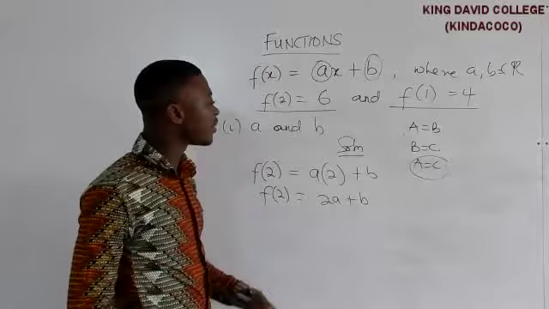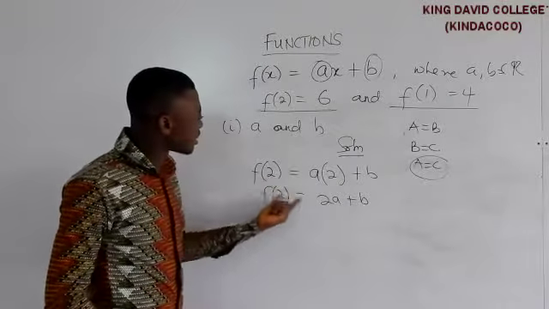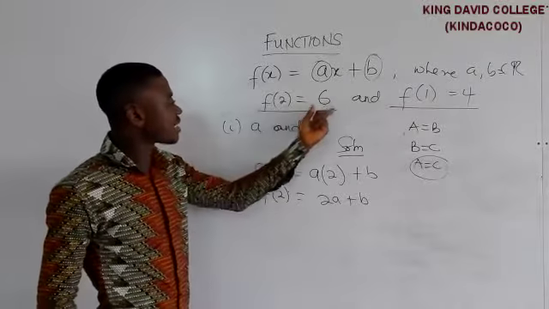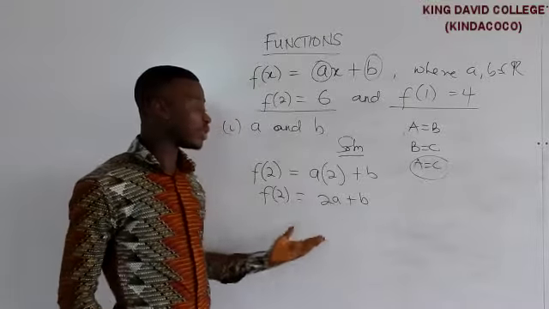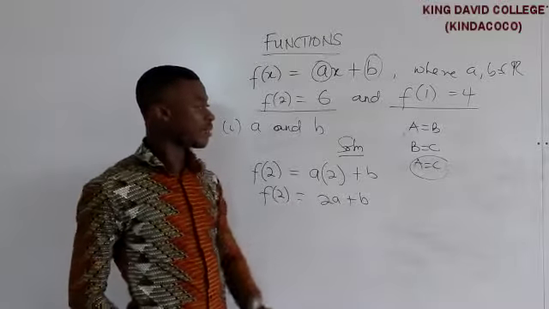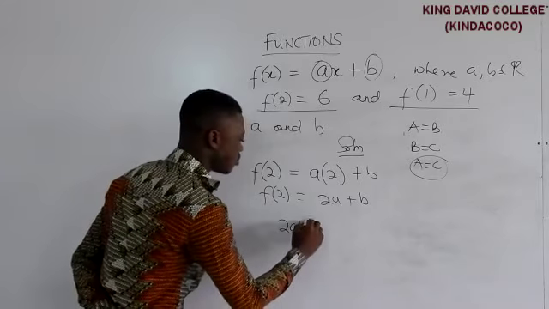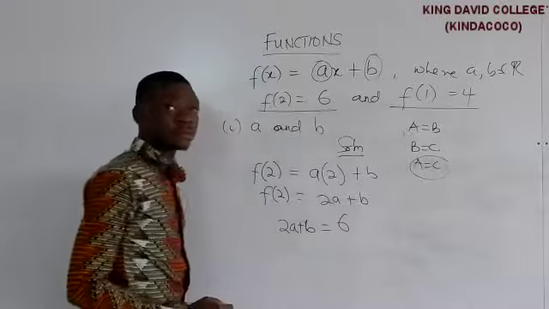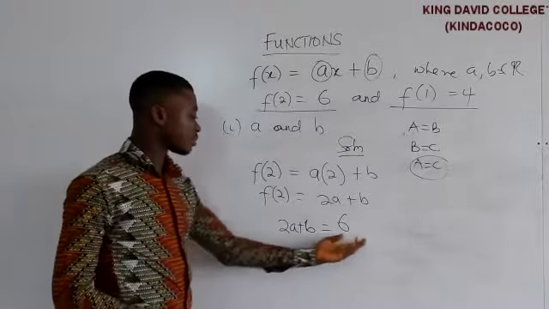So if you want to use the principle of transitivity, then if we say f of 2 is equal to this expression, and we know f of 2 is 6, therefore this expression is going to be 6. Okay, so we have 2a plus 2 plus b is going to be 6. Then this is just one equation.